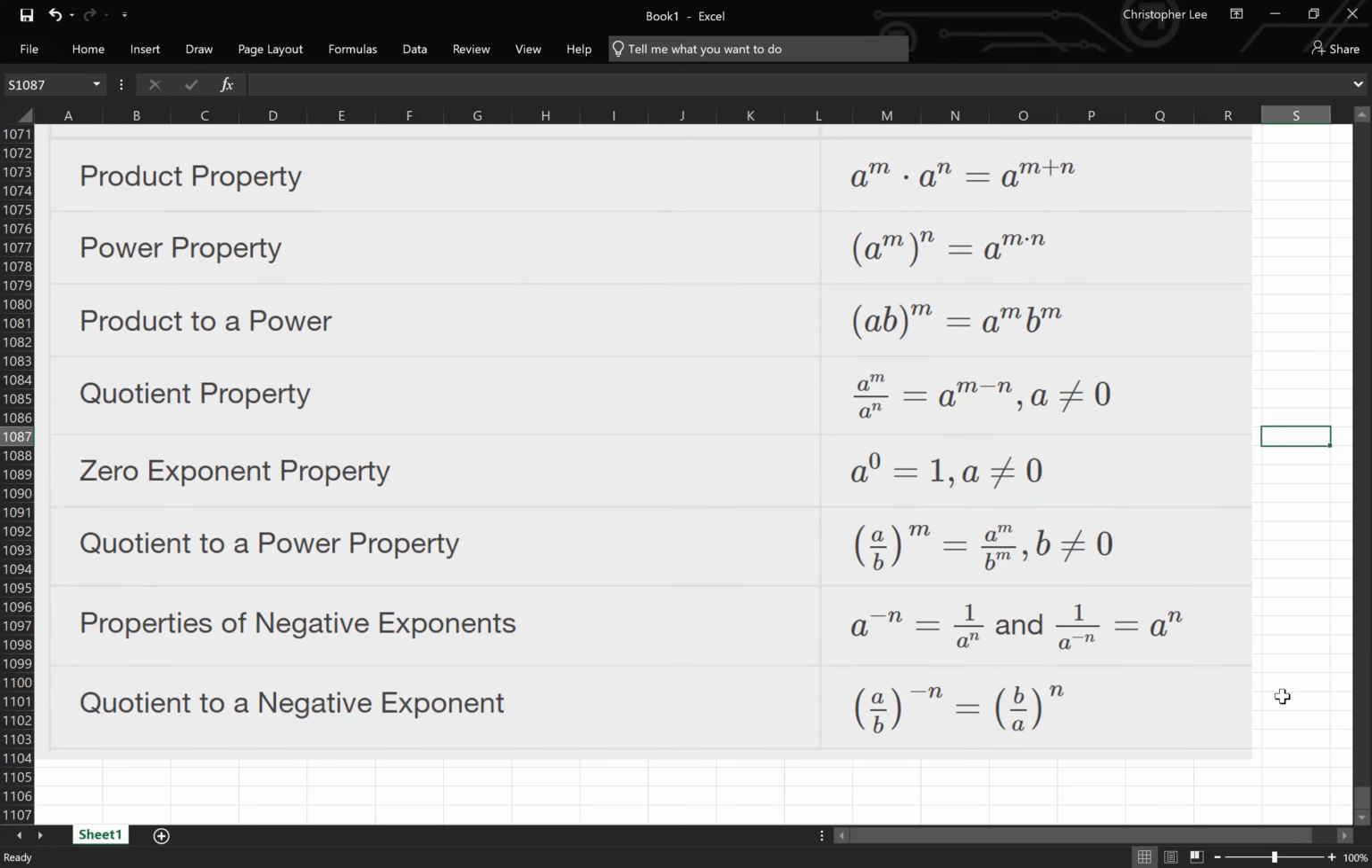We have the properties of negative exponents. So a to the negative n power is equal to 1 over a to the n, and 1 over a to the negative n power is just a to the n. Last, quotient to a negative exponent power. If we have a over b to the negative n power, that's going to be equal to b over a to the n power. All right.